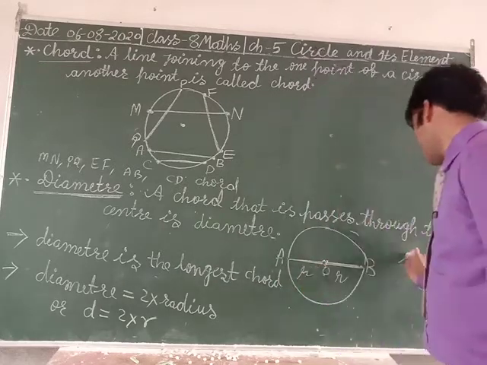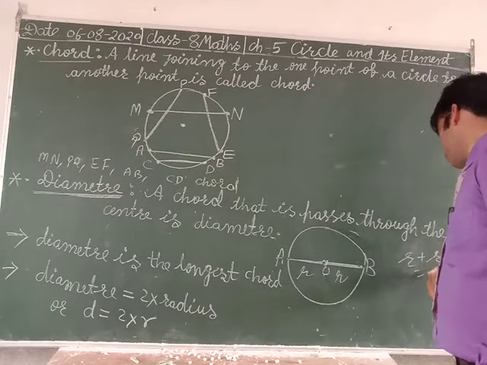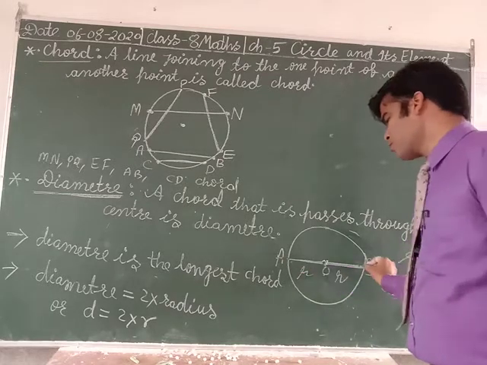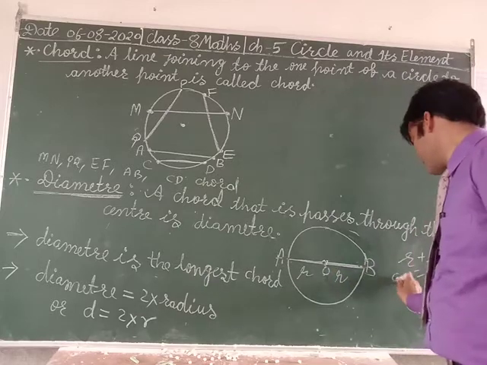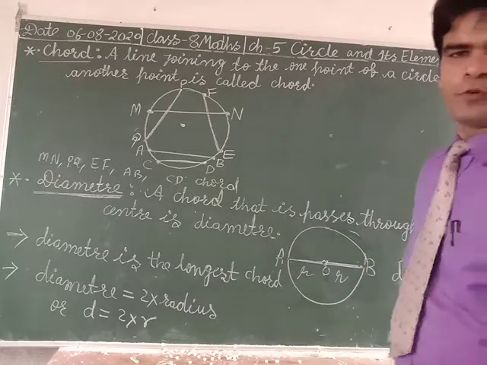So R plus R is what? 2R. And AB is what? Completely AB, this diameter, is equal to 2 into radius.